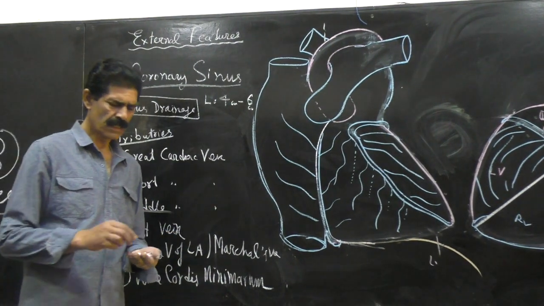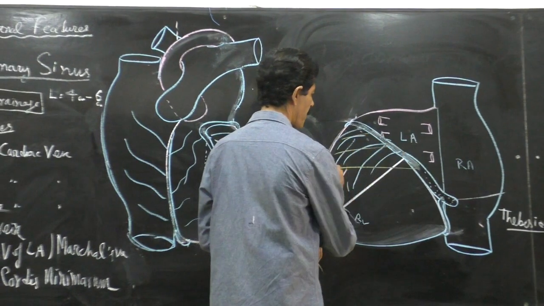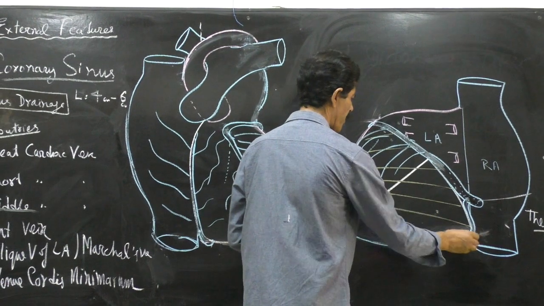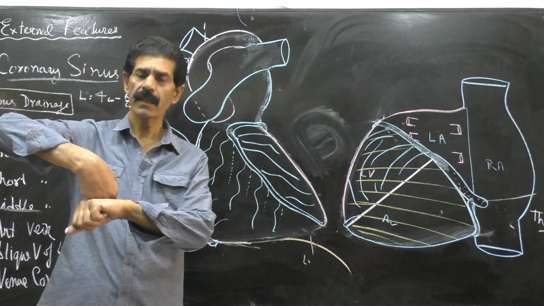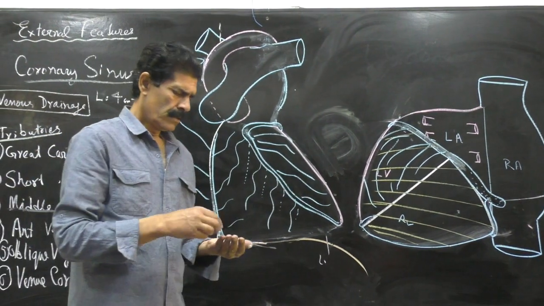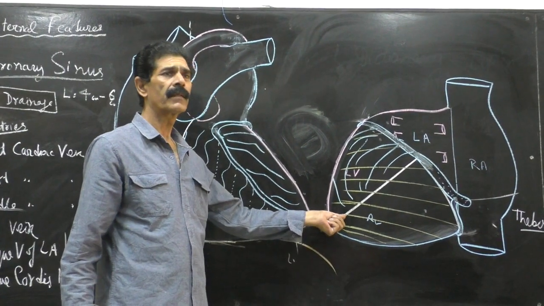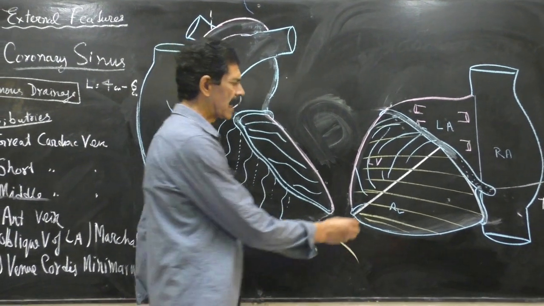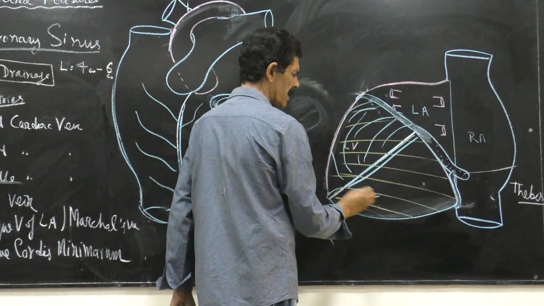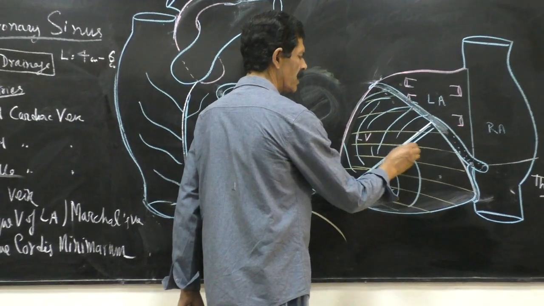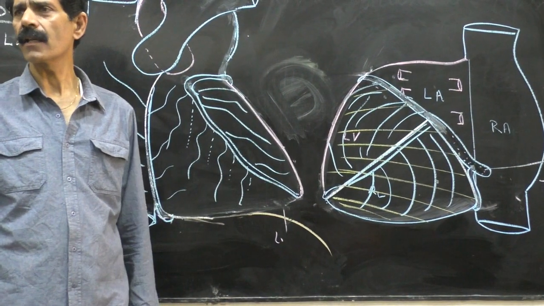Then third is the middle cardiac vein. As the name suggests, the middle cardiac vein drains the diaphragmatic surface. So the shaded area is the diaphragmatic surface or the inferior surface of the heart, which is resting on the diaphragm. This middle cardiac vein starts a little bit away from the apex, runs in the posterior interventricular sulcus, collecting mainly the tributaries or the venous blood from the inferior surface of the right ventricle.